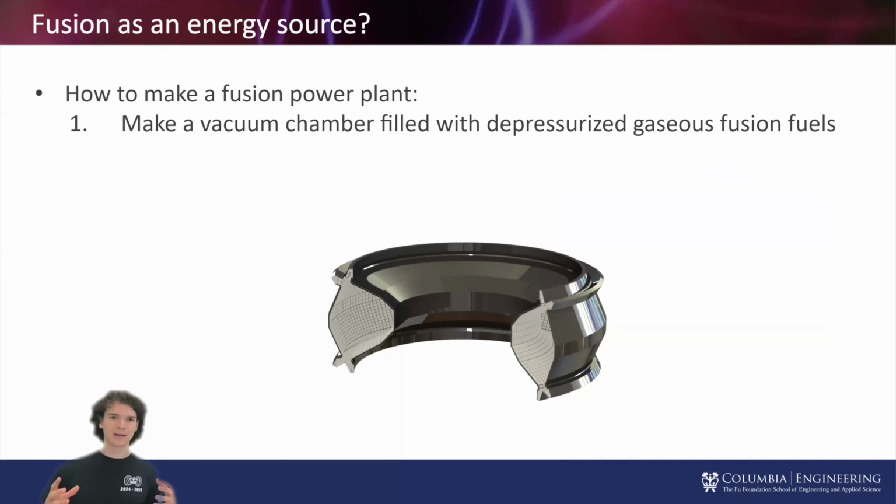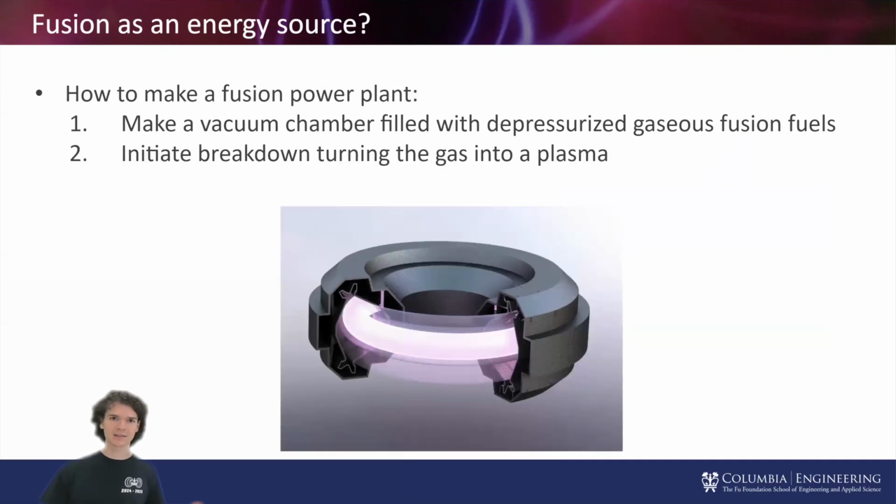So we make a vacuum chamber, we take all of the air out, and then we take everything out of it, the air and all other gases, and then we put in the fusion fuels we want, so probably deuterium and tritium as gases. And then we initiate the breakdown of this gas into a plasma. So that means we have to start heating it. And I'll talk a bit about how we do that heating in the next few slides.